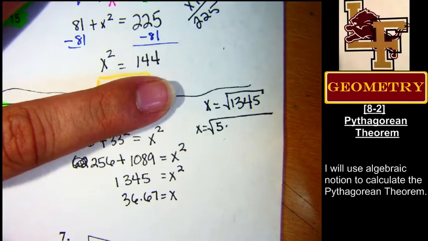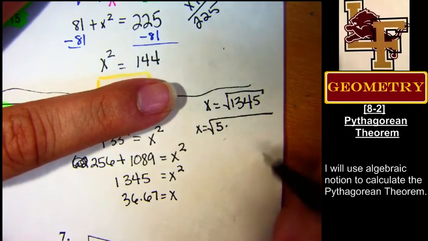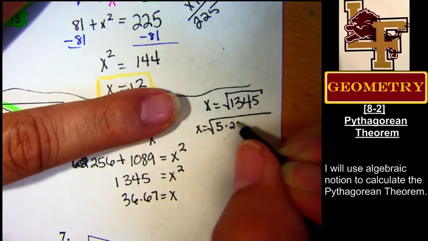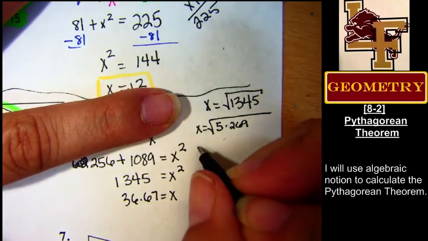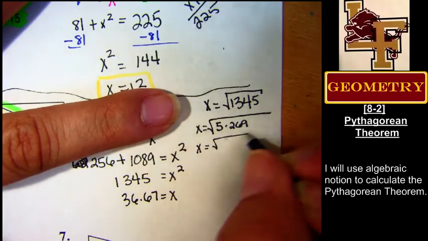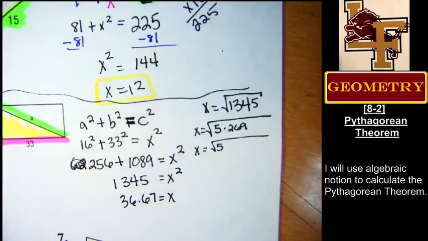1345 divided by 5. 269. All right, and now is 269 divisible by something? I'm not sure what it is. I know it's not 2. I'm going to guess divisible by 3. So can someone do 269 divided by 3?